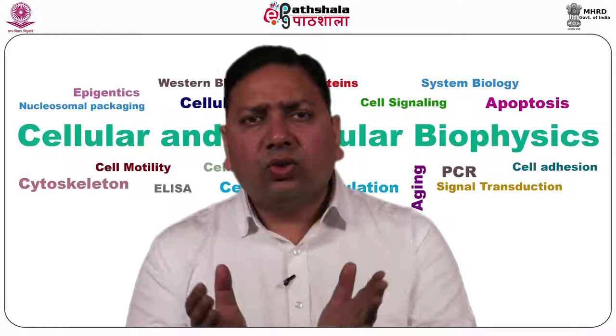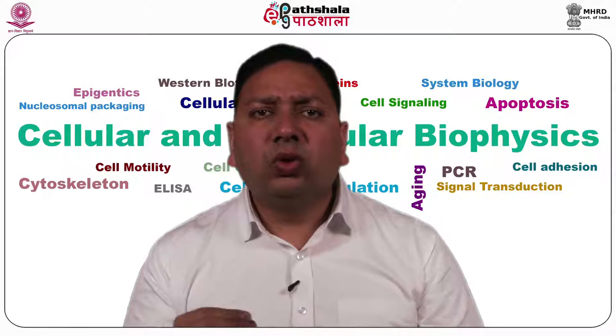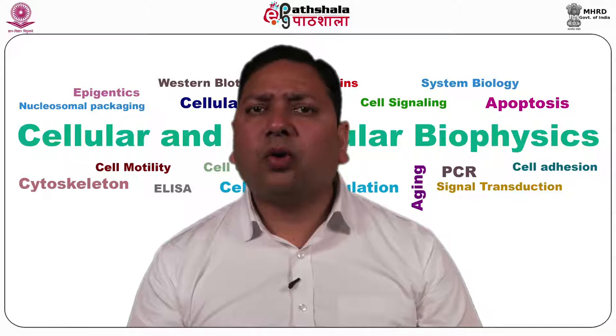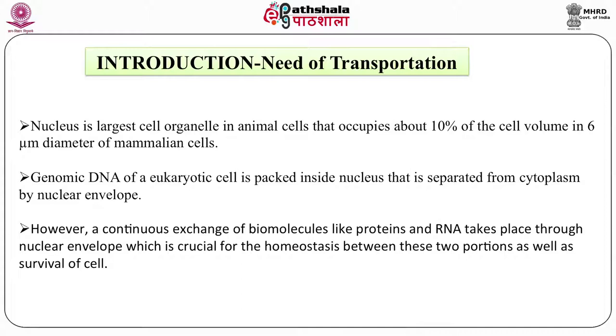Now coming to the introduction part of this module, in which you'll find why nuclear transport is required. The nucleus is the largest cell organelle in animal cells, occupying approximately 10% of cell volume, with a 6 micrometer diameter in a mammalian cell. Genomic DNA is packed inside the nucleus, with the nuclear envelope separating cytoplasm from nucleoplasm. However, a continuous exchange of biomolecules like proteins, RNA, and nutrients takes place through the nuclear envelope, which is crucial for homeostasis between these two portions as well as survival of the cell.